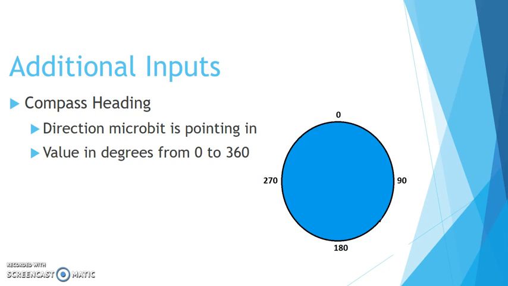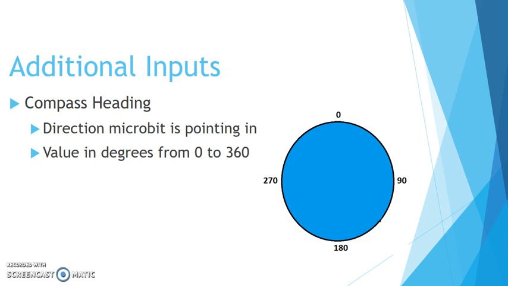So the next input we're going to look at is compass heading. And this gives you the direction that the microbit is pointing in, and it's a value in degrees from 0 to 360. So if we look here, 0 is at the 12 o'clock, 90 is at 3 o'clock, 180 is at 6 o'clock, 270 is at 9 o'clock, and then we're back to 360 here, or the 0, which is at the 12 o'clock again.